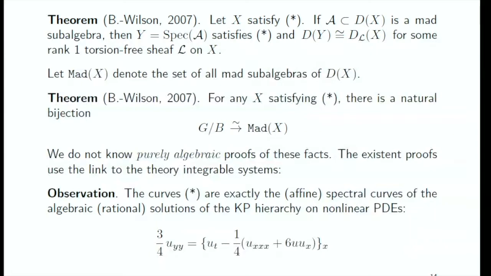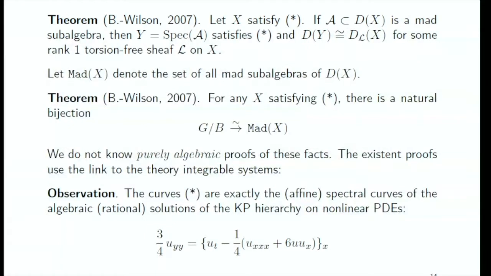So that's the answer. If you take any MAD subalgebra, the ring of differential operators on it is isomorphic to DX up to twisting by a torsion-free sheaf. But of course, for different sheaves, D_L X is not really the same as DX. So this answers the question for a single subalgebra. Now we want to look at the set of all MAD subalgebras. Then it turns out that there is actually a natural bijection.